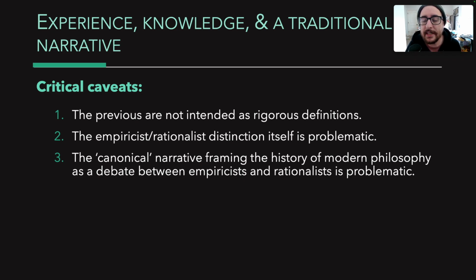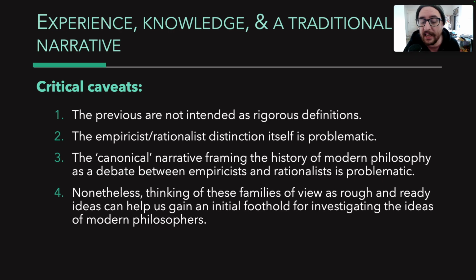So he was criticizing a different version of empiricism and trying to replace it with his own better version of empiricism. And so, in one sense, he was trying to do the same thing that Descartes was doing, insofar as they were both critical of Aristotle's empirical methods. They just had different ideas about what to replace it with. But nonetheless, thinking of these families of views as rough and ready ideas can still help us try to gain an initial foothold for investigating the views of these modern philosophers.